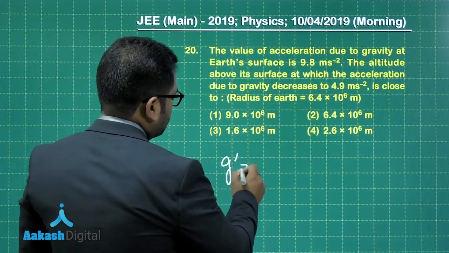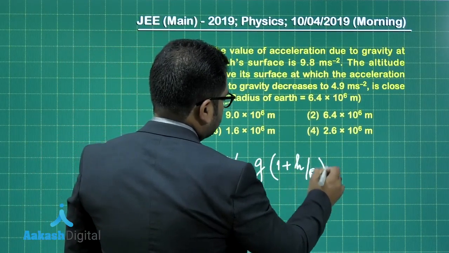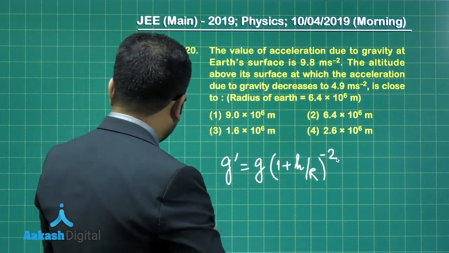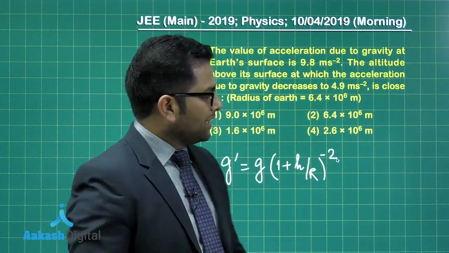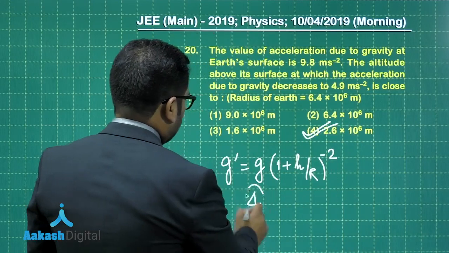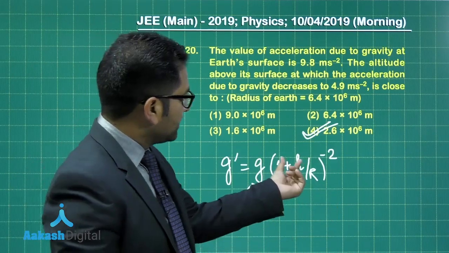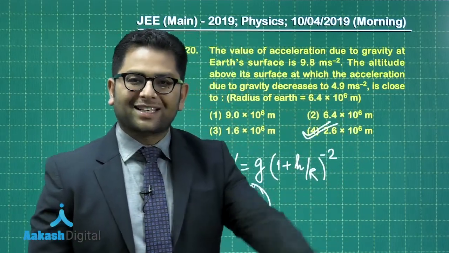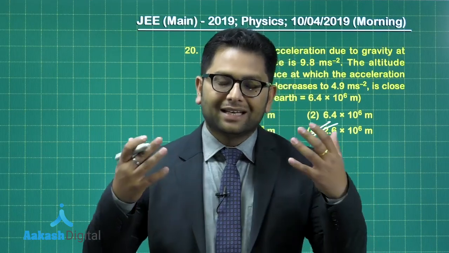And that will be g dash equals g into (1 plus h by R) raised to the power minus 2. And the radius is 6400 kilometer, which is one of the most common values. You put those things, you would get option number 4 as the correct option. Here the altitude has been asked, not the distance from the center. So be careful, the height measured from the surface, which is the altitude, and that is option number 4. Fine, we have completed 2/3 of the questions. Now let's go to the last 1/3, the 21st question.